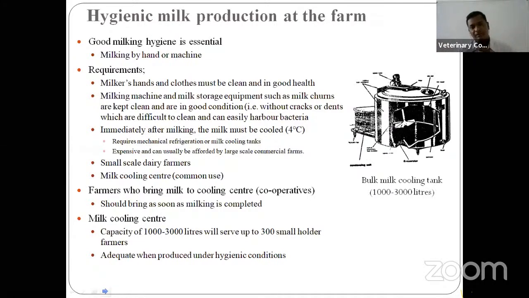But in India, about 70% of the milk production is in the unorganized sector, so we cannot expect cooling tanks. What can be done is that, as early as possible, this milk has to be supplied to the milk collection center. This is what our Karnataka Milk Federation does. They have this cooperative sector, with facilities as near as possible to the farmer's doorstep, so that as soon as they milk the animal, they bring the milk and supply it to the nearest milk collection center.